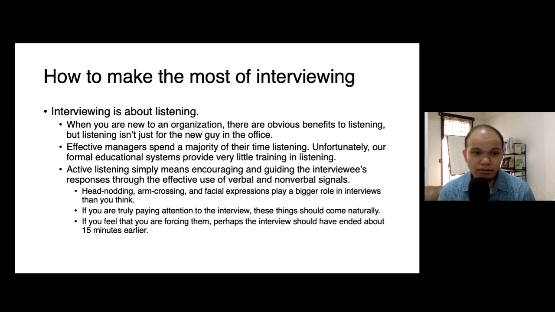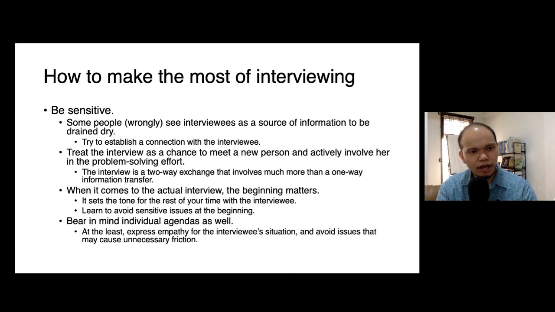You also should know how to push and pull. You should know when to push the situation, trying to extract as much information as you can from the interview, but you also know when to pull back, knowing that this is enough and there's nothing more we can get from this. And then be sensitive. The whole idea is being respectful to the interviewees, even if they are not really returning the favor to you. Some people wrongly see interviewees as a source of information to be drained dry, some sort of sponge. Squeeze them up, that's it. They have no use for you, discard them. They're also human beings.